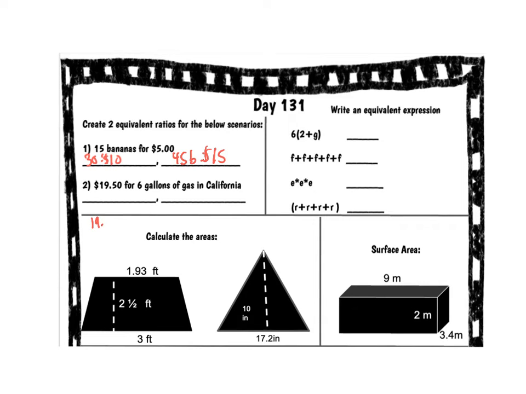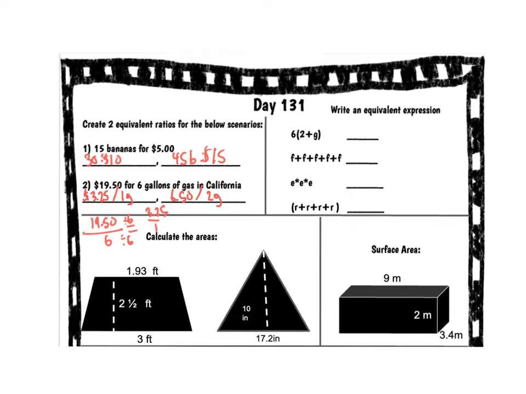And then it says $19.50 for 6 gallons of gas. So we do $19.50 over 6. Let's just go to a unit rate for the sake of it. So divided by 6, and we get $3.25 for 1 gallon. So $3.25 per 1 gallon. And then let's just say what 2 gallons are, because that's easy. So $6.50 for 2 gallons. Simple and easy, and it builds off last week.